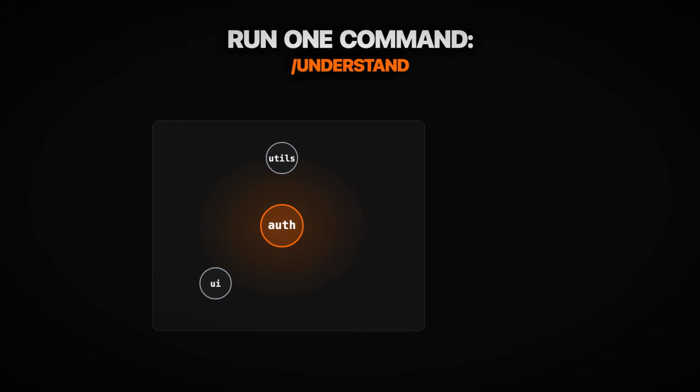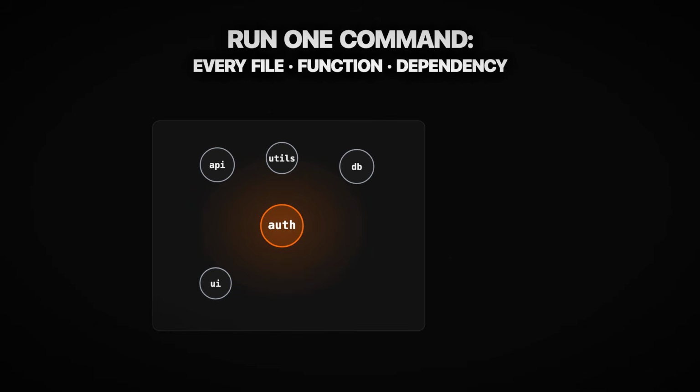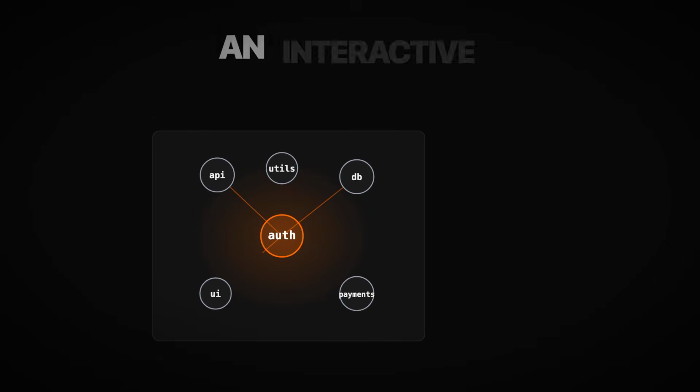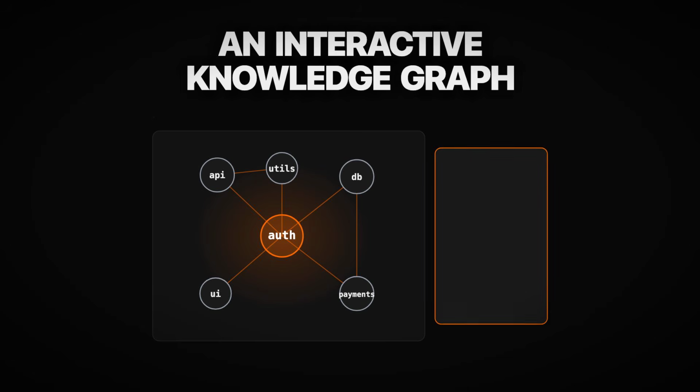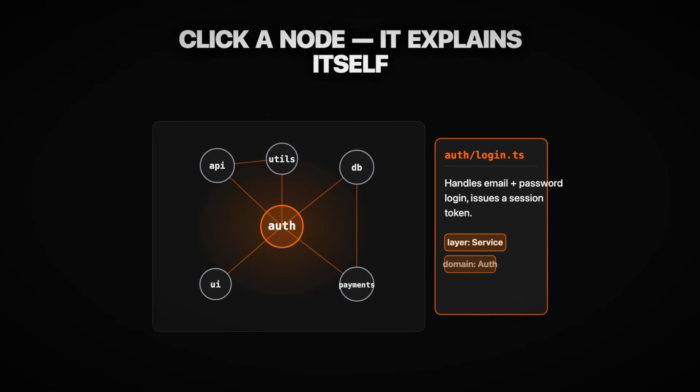You run one command, /understand, and a pipeline of agents crawls the whole project. It pulls out every file, function, class, and dependency, and hands you this: an interactive knowledge graph. Every node is a real piece of your code. Click one, and it explains itself, in plain English, with its relationships laid out.